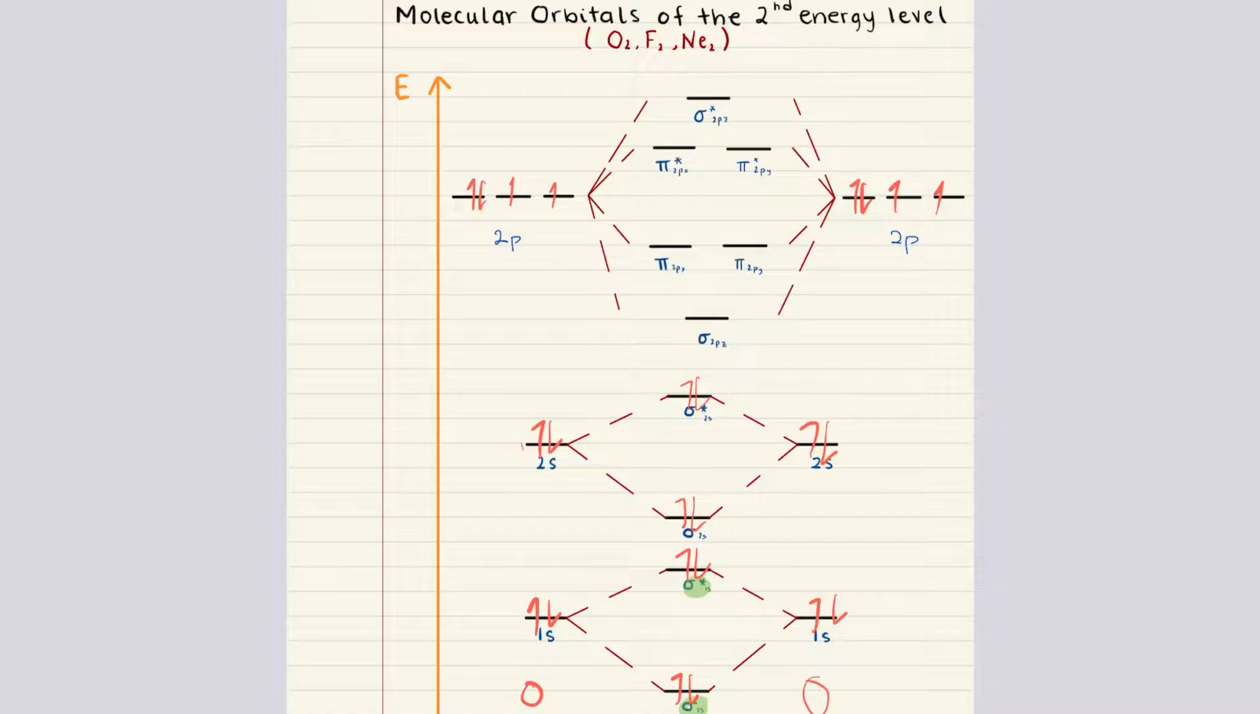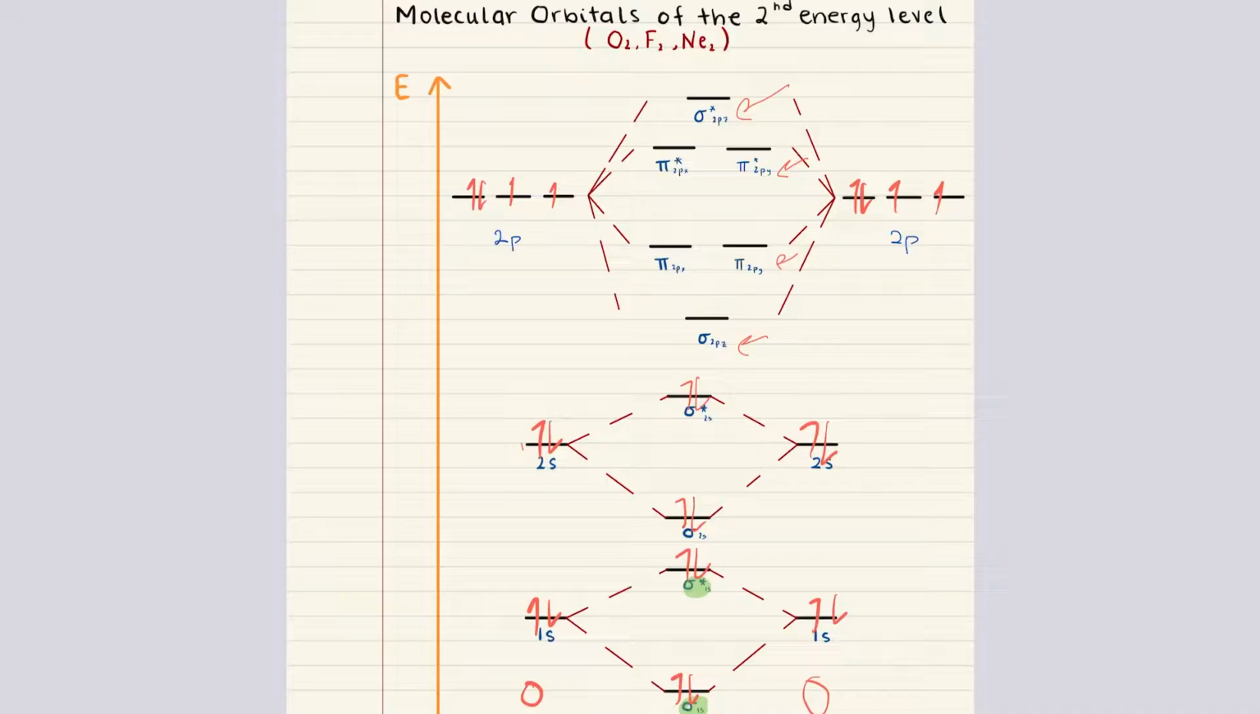A sigma 2p bonding orbital, 2 pi 2p bonding orbitals, 2 pi star 2p anti-bonding orbitals, and a sigma star 2p anti-bonding orbital. Each oxygen atom contributes 4 2p electrons. That gives us a total of 8 electrons to distribute among these orbitals.